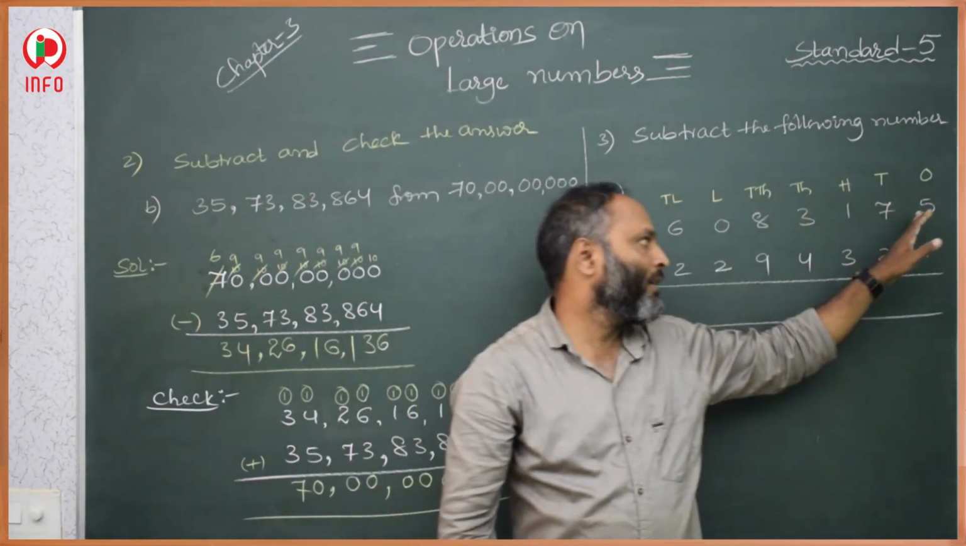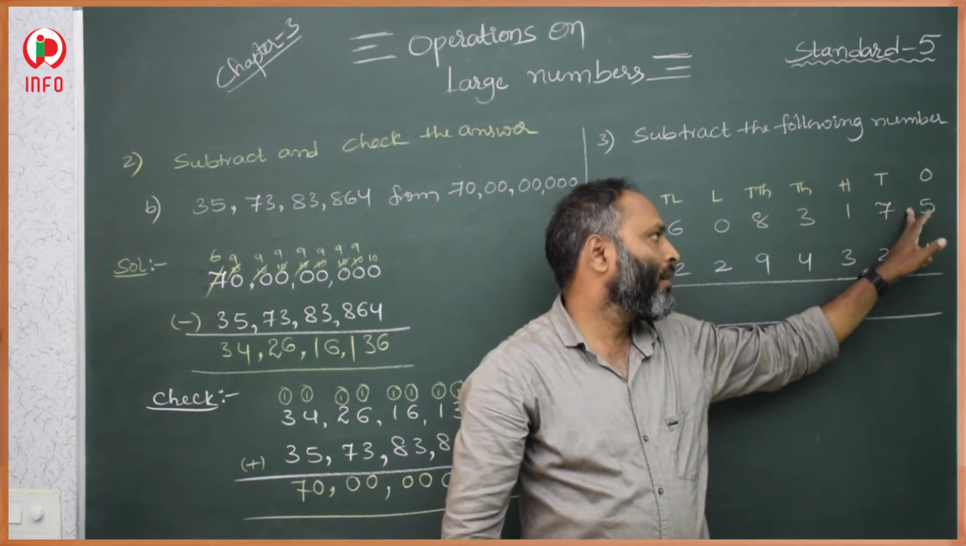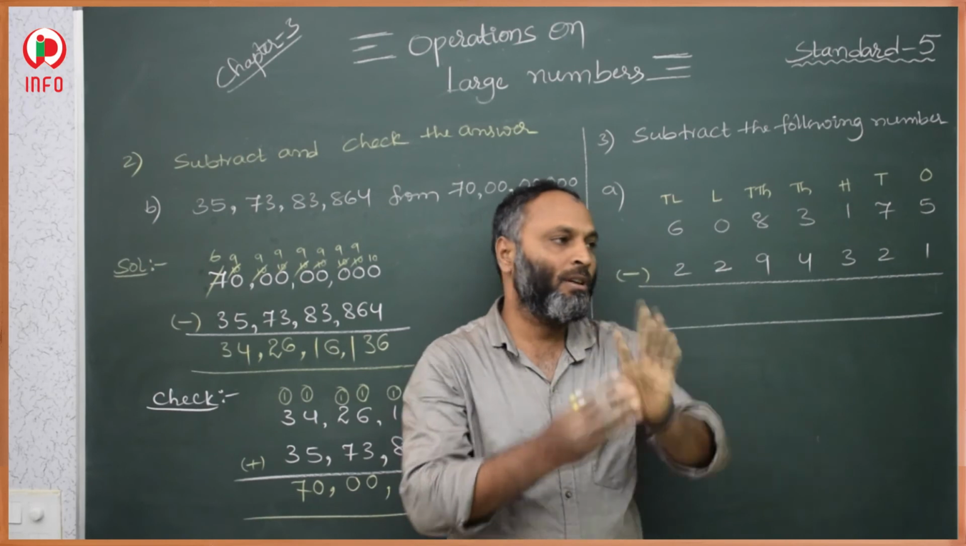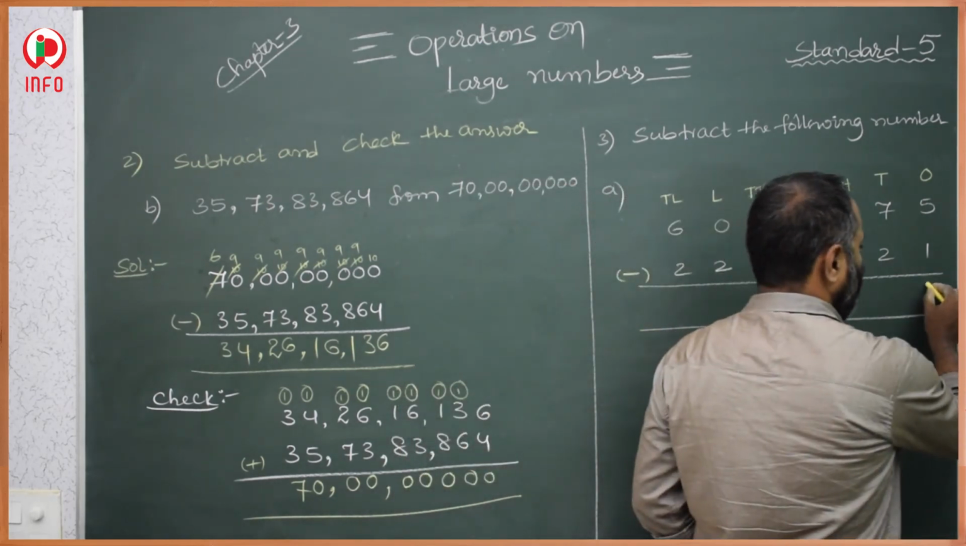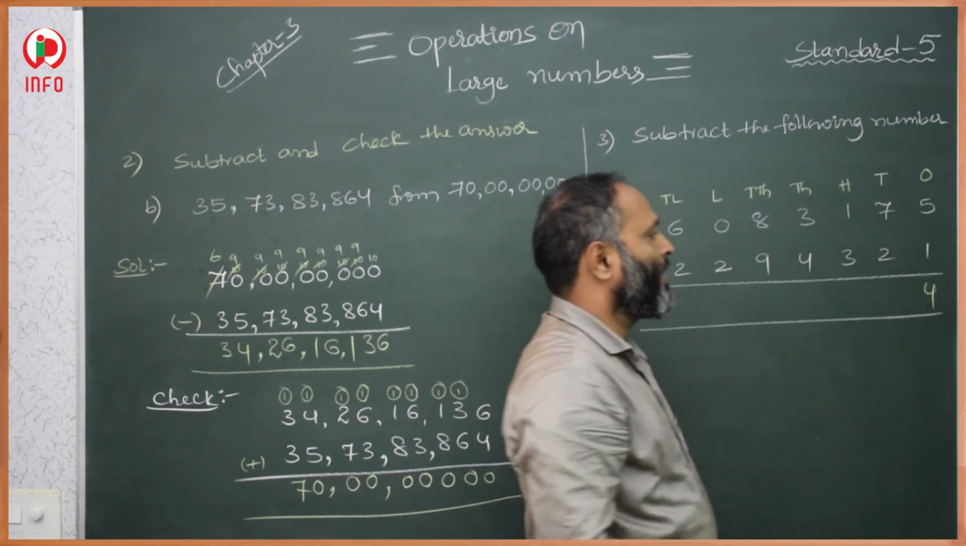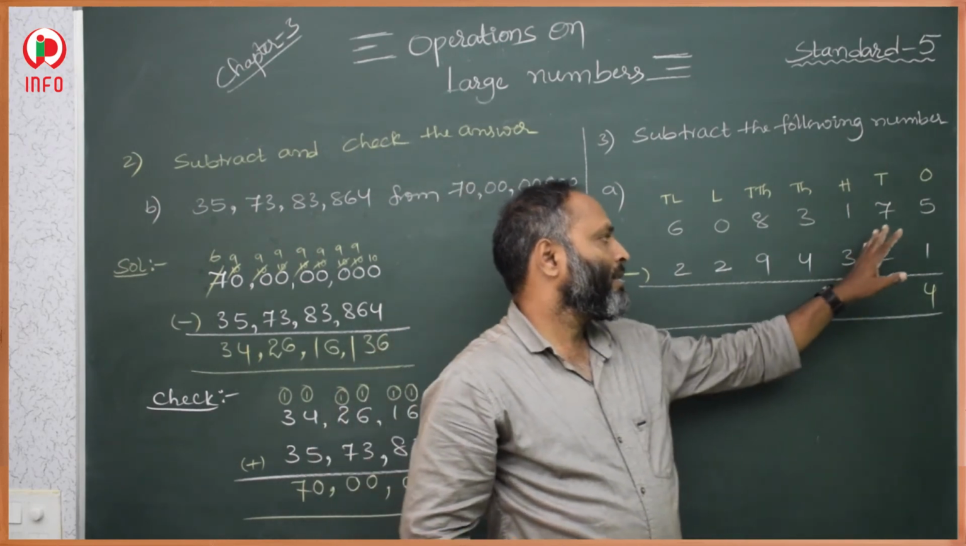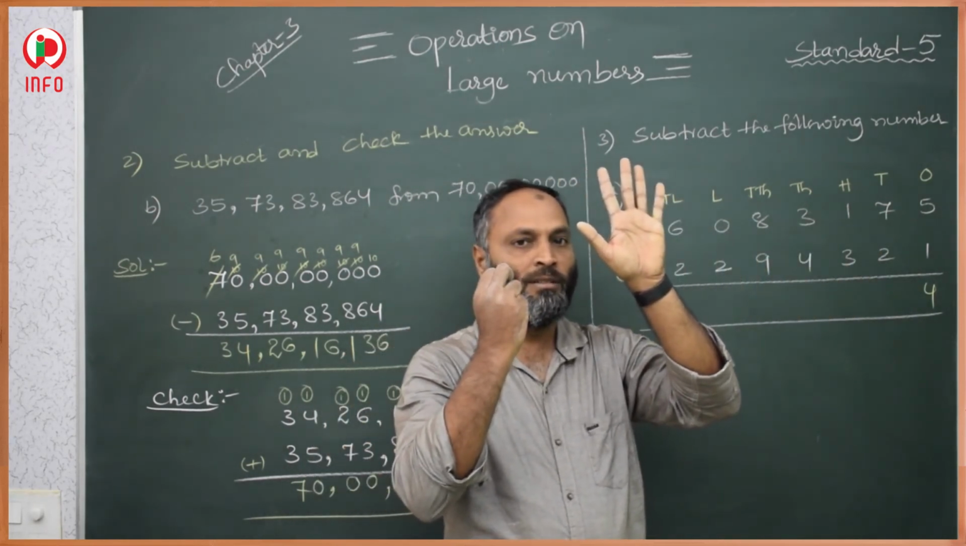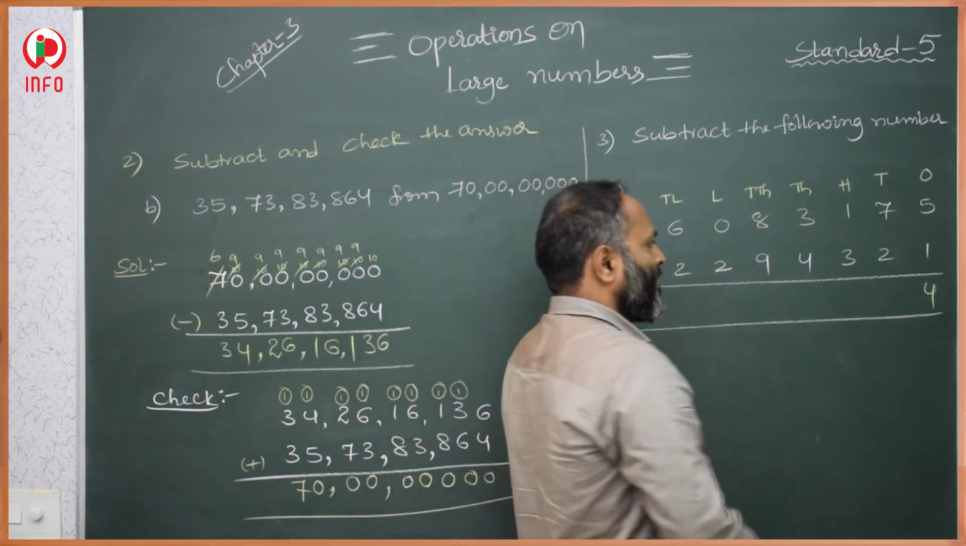Here the first one is 5. 5 is a bigger number. 5 minus 1 is 4. Then 7. 7 minus 2 means 5.